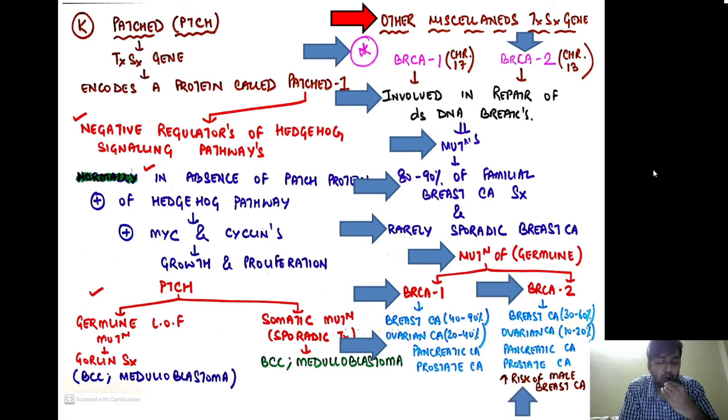Along with that, BRCA2 is going to have an increased risk of male breast carcinomas. Also, the risk of breast carcinoma is lesser compared to BRCA1. It is 30 to 60%. And the risk of ovarian carcinoma is also less as compared to BRCA1. It is 10 to 20%. So this is all about BRCA.